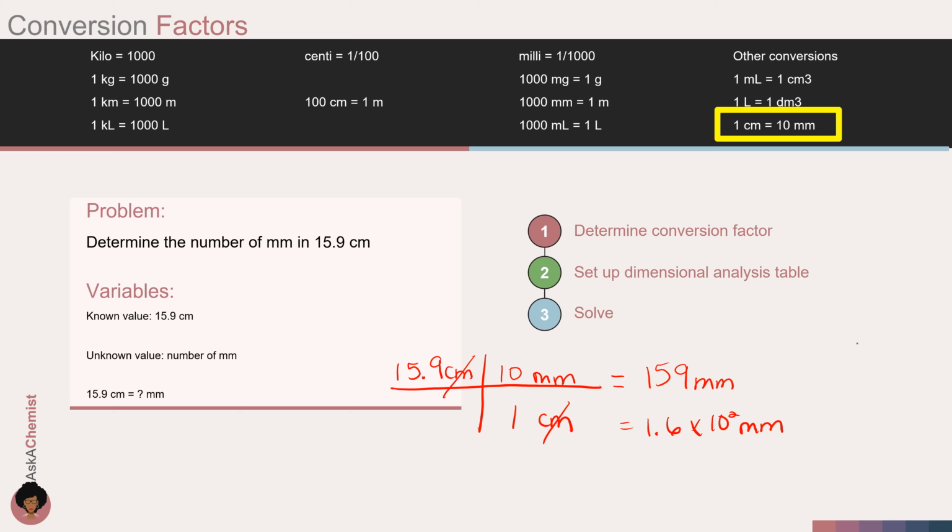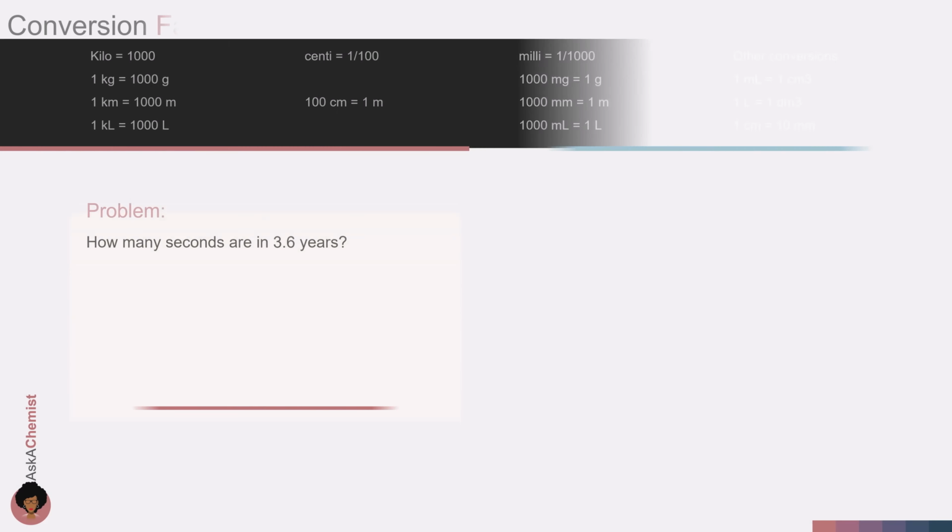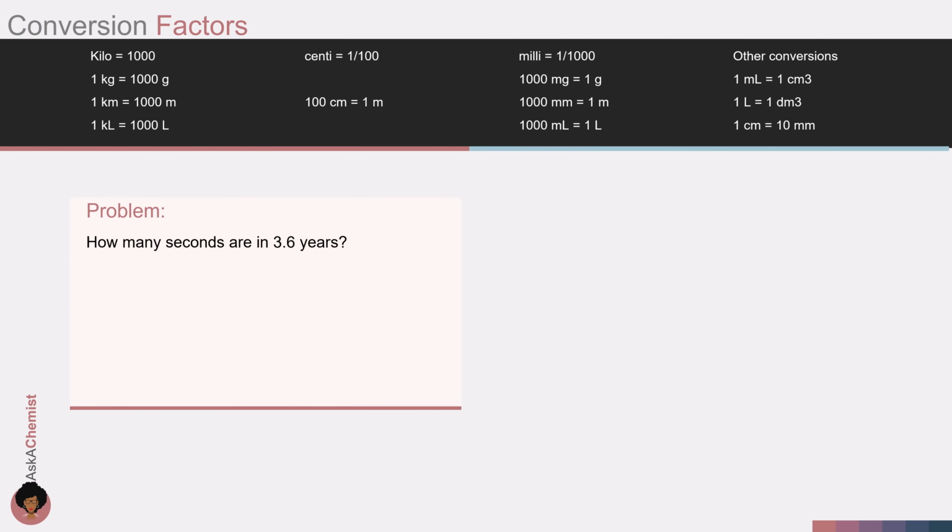Okay, let's do one more. How many seconds are in 3.6 years? So we have 3.6 years. We don't know the number of seconds.